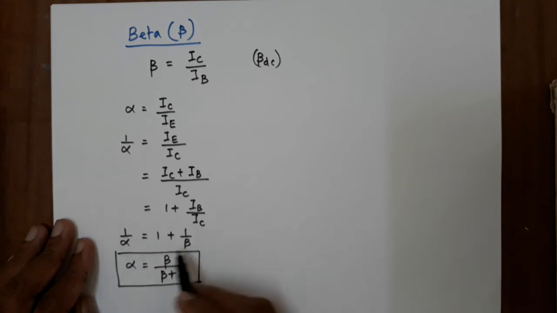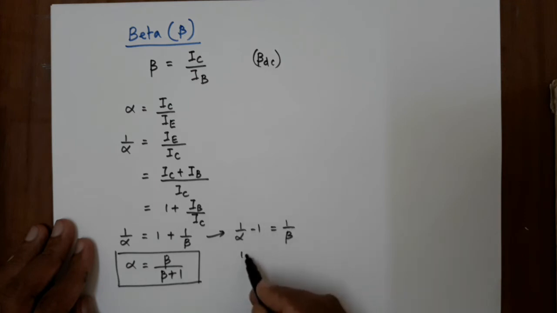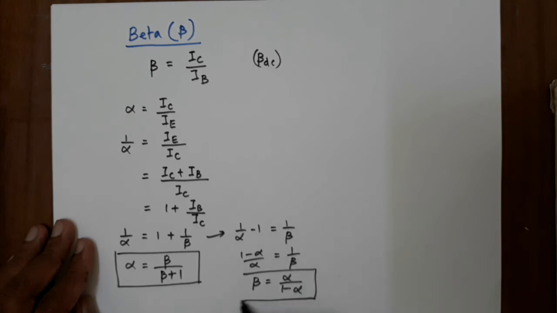Then you can make another relation from this. 1 by alpha minus 1 is equal to 1 by beta. So (1 minus alpha) by alpha is 1 by beta, or beta is alpha by (1 minus alpha). That is another relationship.